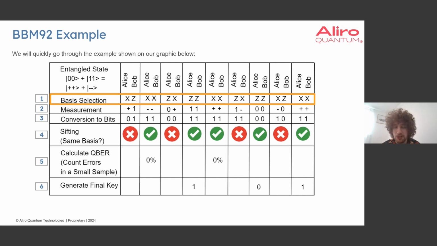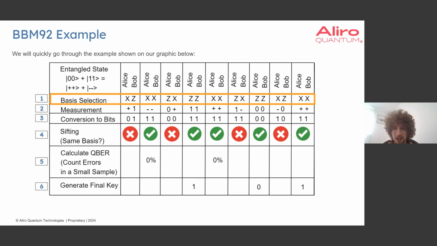We will quickly go through the example shown in the graphic below. In this example, there's no noise and there's no eavesdropper. In reality, we'll have to deal with noise and potentially even an eavesdropper. There are also only 9 entangled pairs. In practice, we will need way more than 9 entangled pairs. For example, if we want to generate a key to be used in AES 256, we need a key of length 256 bits. This means we need more than 256 entangled pairs, as we lose bits to sifting and when sampling to estimate qubit error rate. Enough background, let's jump into this example.